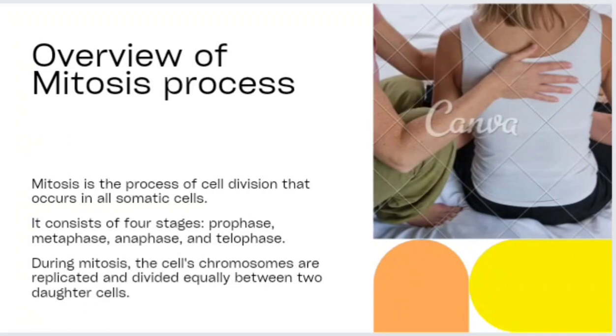Now, when we take an overview of the mitosis process, it is a process of cell division that occurs in somatic cells. So, we know that mitosis occurs in somatic cells, that is the normal cells, and not in the reproductive cells or the vegetative cells. It consists of four main stages, that is prophase, metaphase, anaphase, and telophase. These are the simple four steps of the mitosis process.